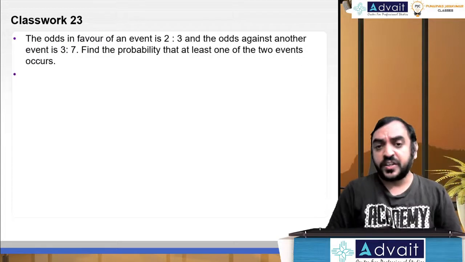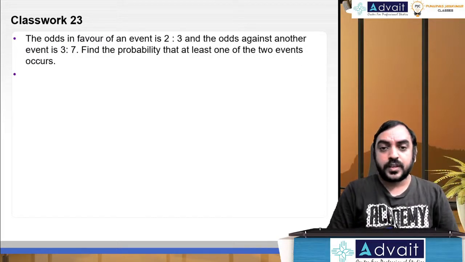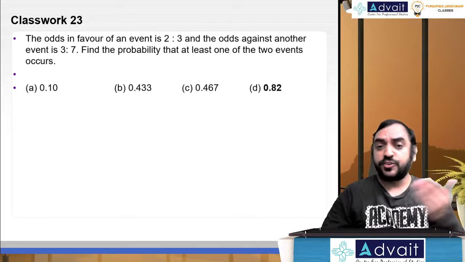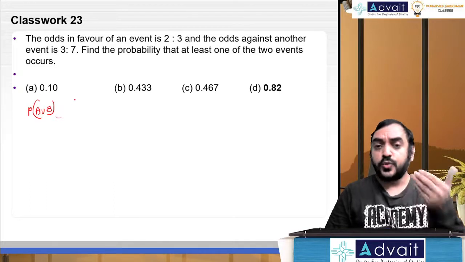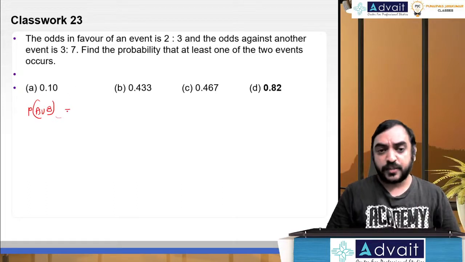Let's do this one. The odds in favor of an event is 2 is to 3. Odds against another event is 3 is to 7. Find the probability that at least one of the two events occurs. At least one of them means probability of A union B. You can do it in two ways. First, let me do a regular one. Probability of A plus probability of B minus probability of A intersection B.